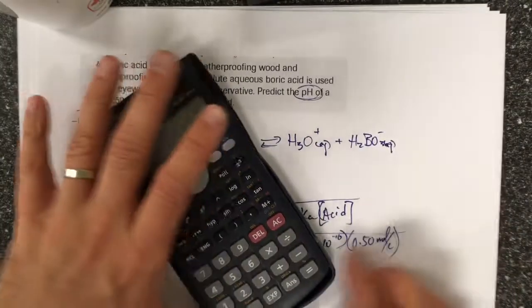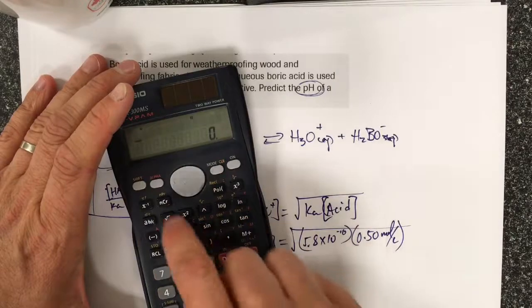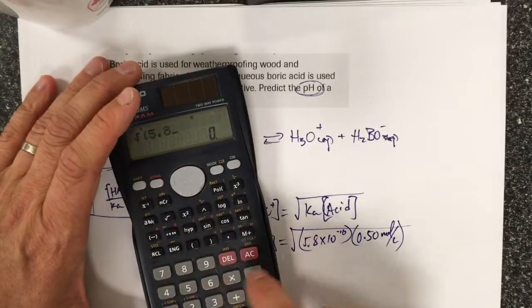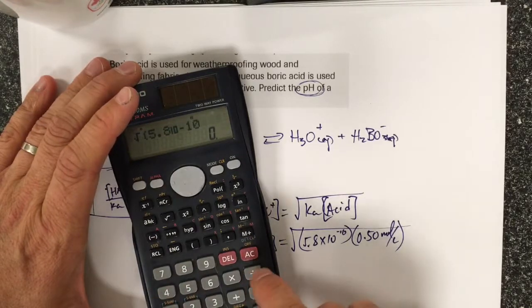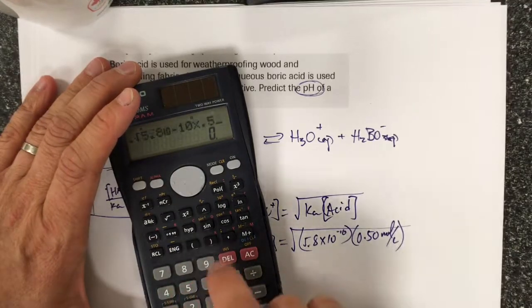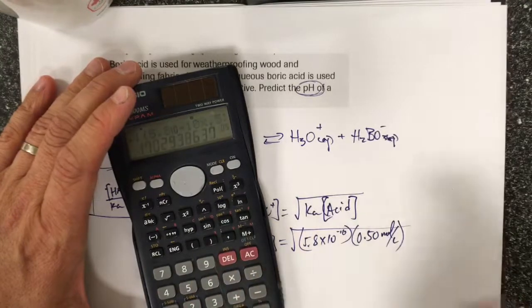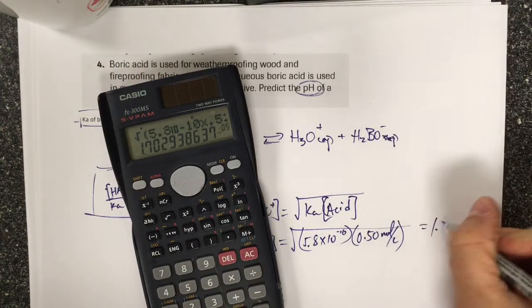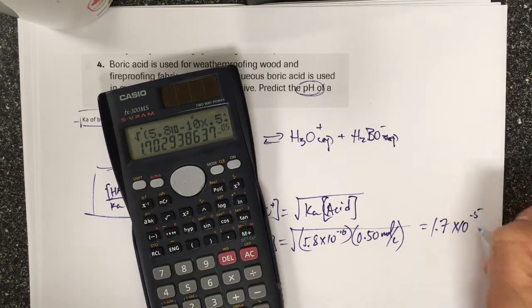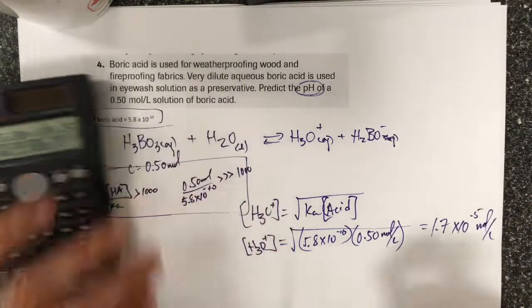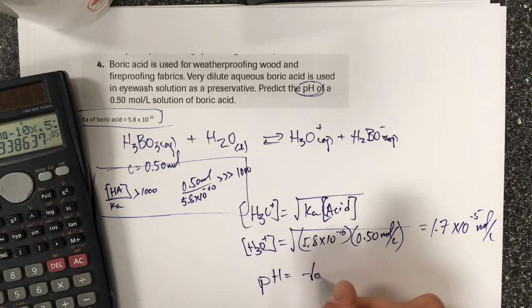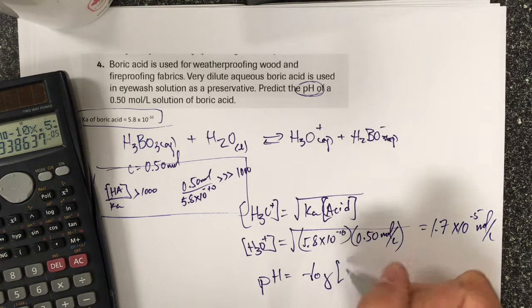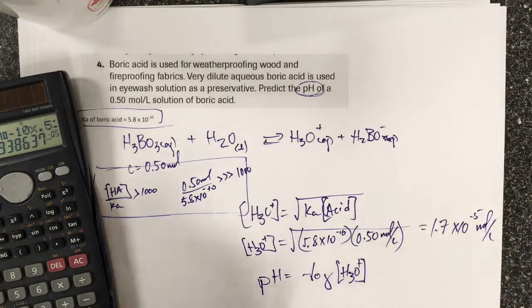So then on my calculator, I'm going to take the square root of 5.8 times 10 to the negative 10 times 0.50, and it gives me a concentration of 1.7 times 10 to the negative 5 mole per liter of hydronium ions. The pH is going to be equal to the negative log of that number, so negative log of the hydronium concentration.